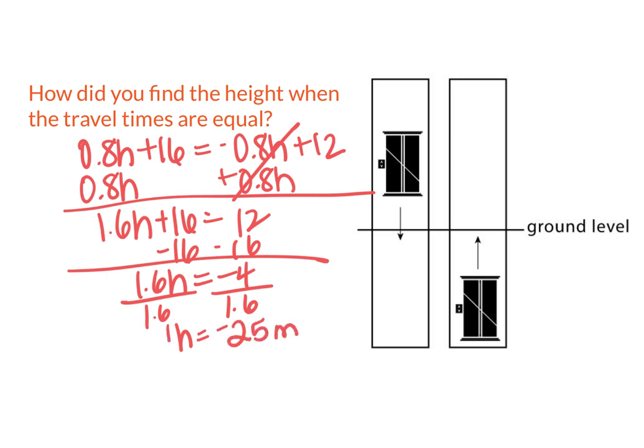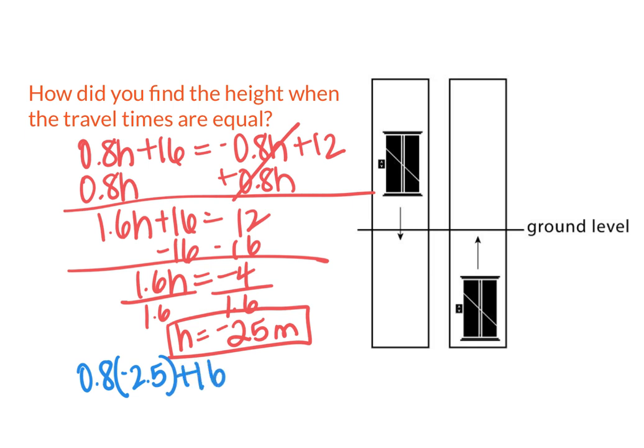So what does that mean? That means 2.5 meters below ground, okay, below ground level. But how do we figure out the time or how long it takes? Well, I can take either of these equations. So I'm going to use a different color here. So let's look at this elevator. I'm going to substitute, and I'll get negative 2 plus 16, which is 14. So that is 14 seconds.